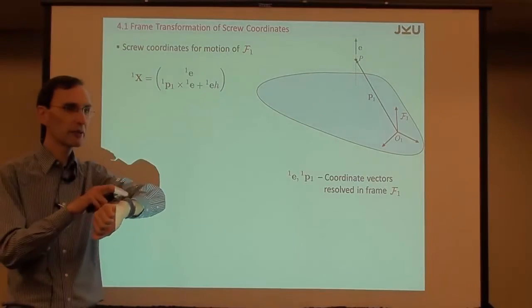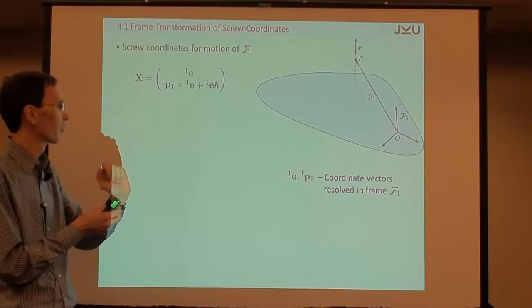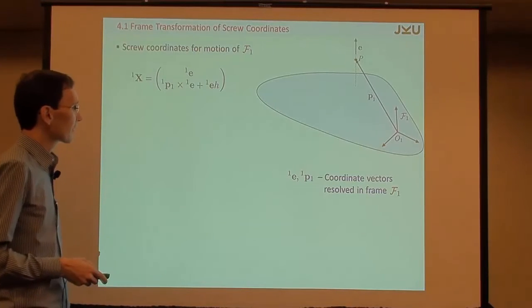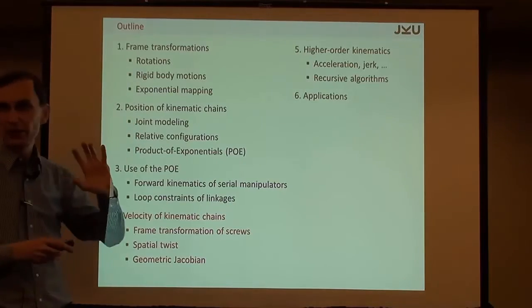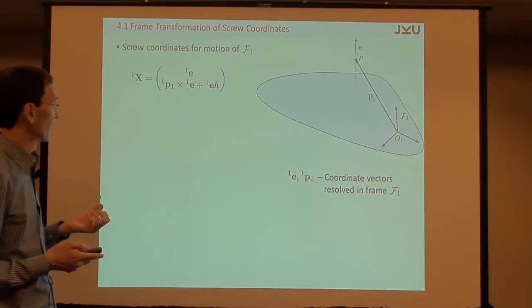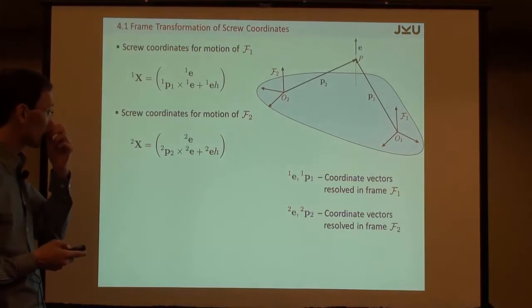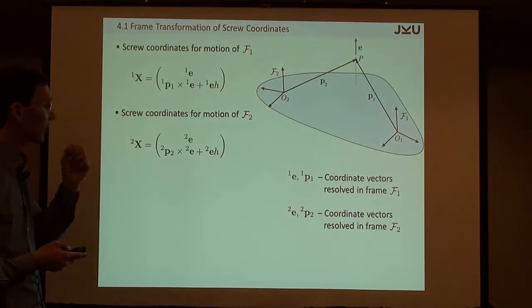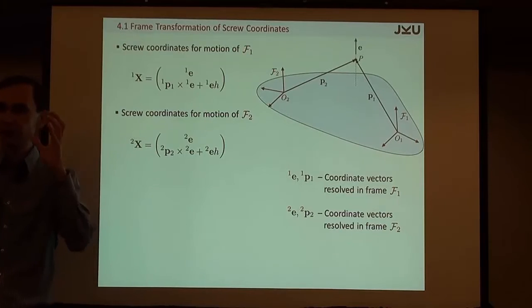How much time do we have? 10 more minutes. 10 more minutes, perfect. So far we have looked into positions only, but not into velocities or twists. And that's important. Before we are able to do this, we have to say something about the transformation of screw coordinates.